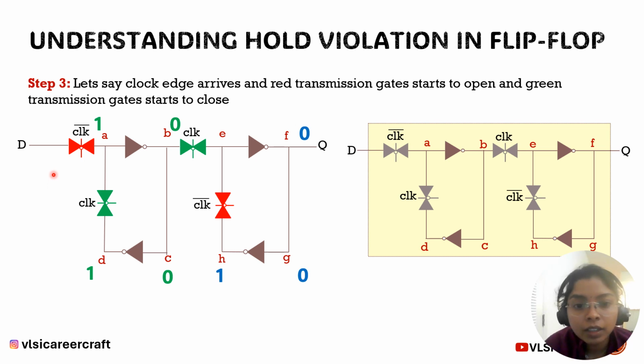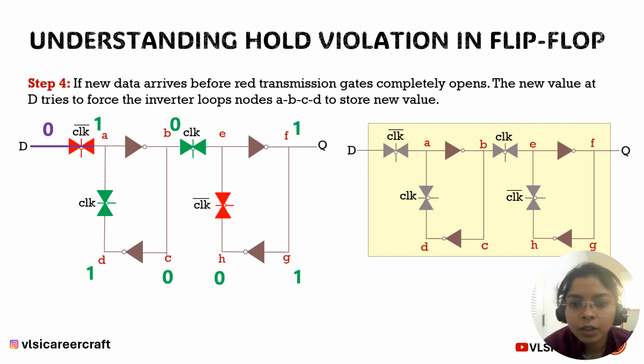Now what happens when the clock edge arrives? The transmission gates won't react instantly. It takes some time to get open circuited or short circuited. So in this case, the transmission gates in red are trying to get open circuited, and the transmission gates in green are trying to get short circuited. Now let's say the new data arrives before the red transmission gate completely opens. So what will D do? It forces the new value and new opposite value onto the node A, which in turn forces the internal nodes B, C, and D to the opposite values.